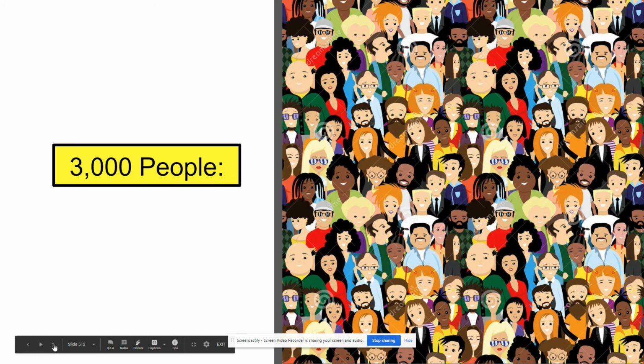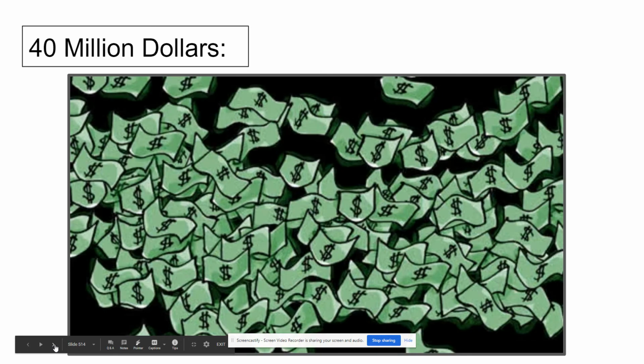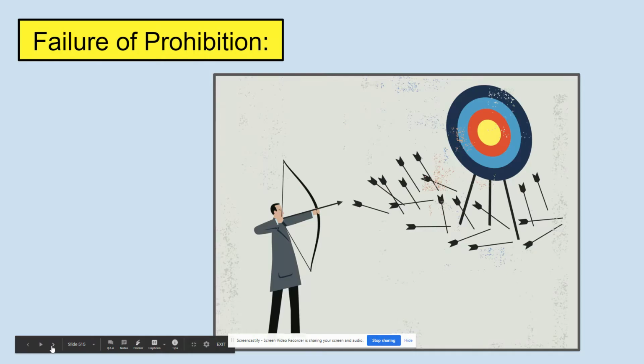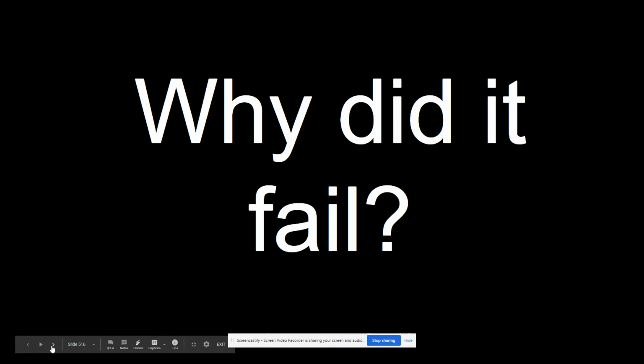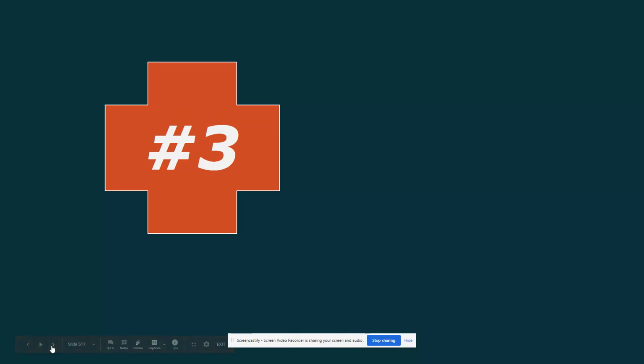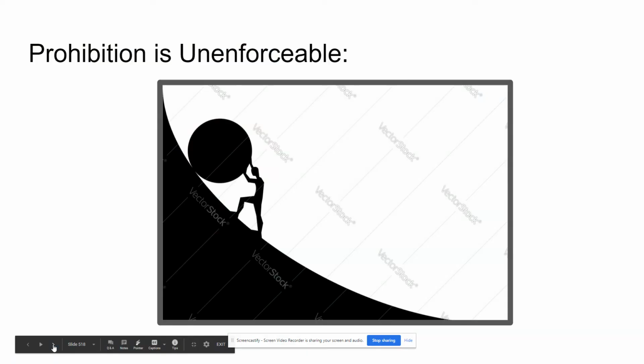He had over 3,000 people working for him on this racket. That's more than twice what the government had to stop prohibition across the whole country. He made an estimated $40 million, which was a lot of money back then. So again, failure of prohibition. Why did it fail? Well, organized crime, but another reason, prohibition just wasn't possible to enforce.